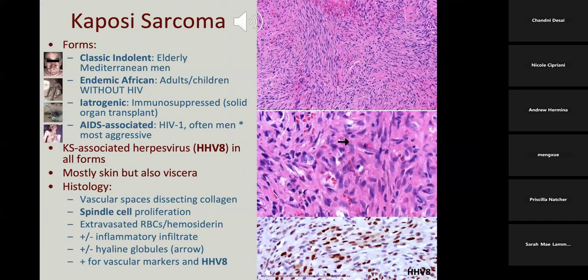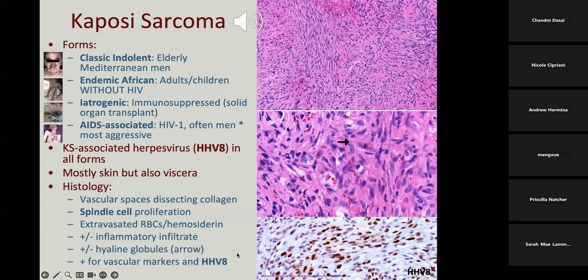Kaposi sarcoma comes in various etiologic flavors, but morphologically is all the same. Spindle cells that are relatively streaming with extravasated red cells with eosinophilic hyaline globules and immunoexpression for HHV8, as well as your other endothelial markers. These can be related to HIV. It is an AIDS-defining illness in HIV patients. Also immunosuppression from solid organ transplant. And then in non-immunocompromised patients in Africa and Mediterranean regions, in patients without HIV or without an immunocompromised state.